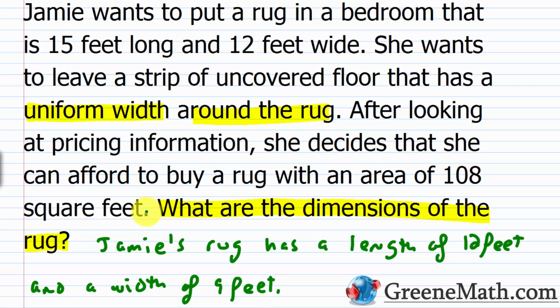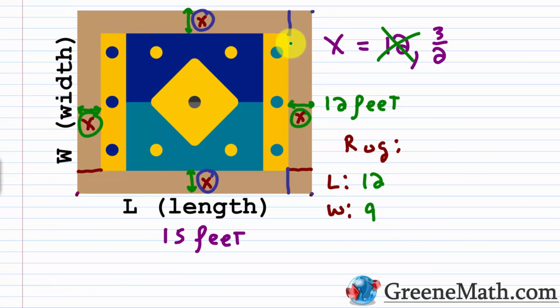But you can also check to make sure that it is consistent with the rest of the problem. So when we come back to our little illustration, again, we just want to check that this 1.5, this figure, matches up with what we got, right? So this 1.5 is the width of this strip of uncovered floor, which has a uniform width. It's supposed to be the same all the way around. So it's 1.5 all the way around. Let me write that like this. Okay. So does that make sense?